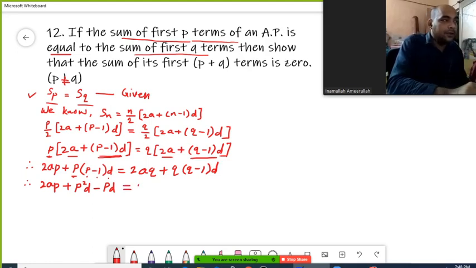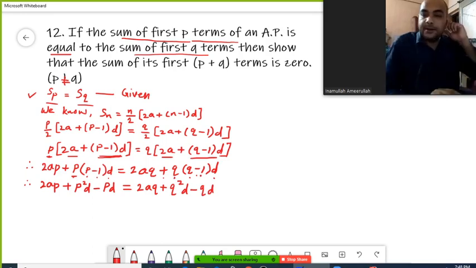Now on the other side, 2aq plus q into d, so this will give you q square into d, minus q into 1 into d, that is qd, like this. Is it clear, everybody?